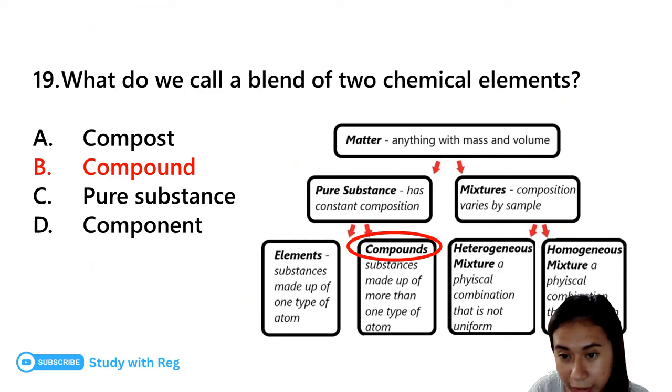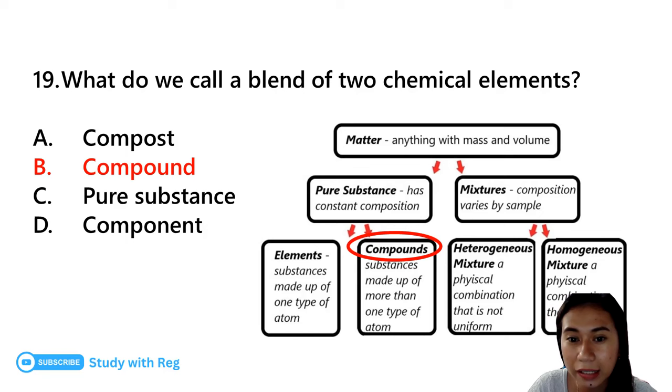Ang mixture, pwede natin siyang ma-separate physically. Okay, yan yung tandaan natin sa mixture, ha? Yun yung question about mixture. A substance na pwede natin i-separate physically, ang sagot natin ay mixture. Pure substance, it has a constant composition. No? From the word itself, pure, no? Puro, pure substance. It can either be an element or a compound.